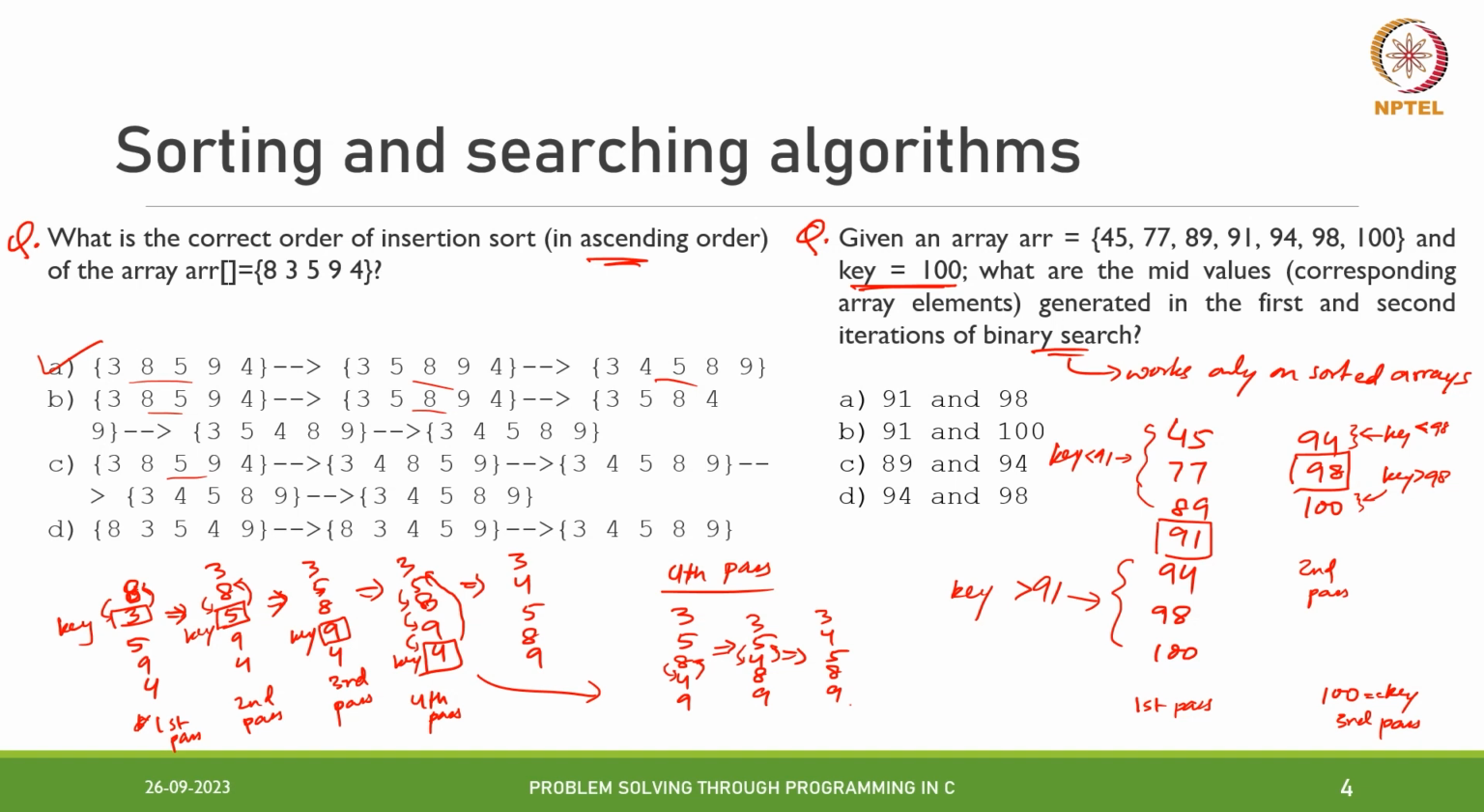Alright, so the question asks what are the mid values in the first and second iterations of binary search. So basically in the first and the second pass, what are the mid values that we are getting? The first mid value, as you can see, is 91 and the second mid value is 98. So the answer is option A. Is that clear?